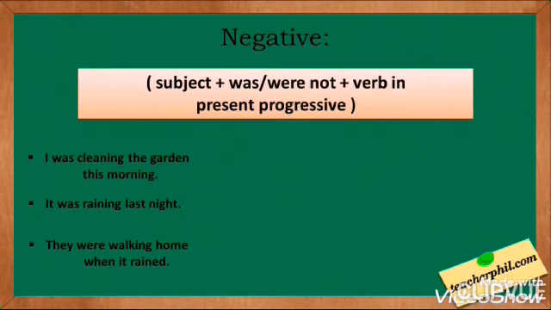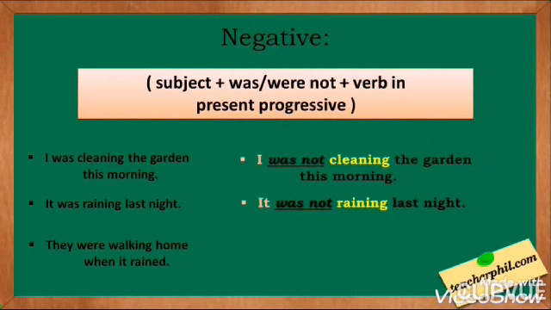For the negative form of the past progressive, we put the subject plus was or were plus not plus verb plus ing, like I was cleaning the garden this morning. What is the negative form of this example? I was not cleaning the garden this morning. The second one, it was raining last night. The negative form: it was not raining last night. The third one, they were walking home when it rained. The negative form: they were not walking home when it rained.